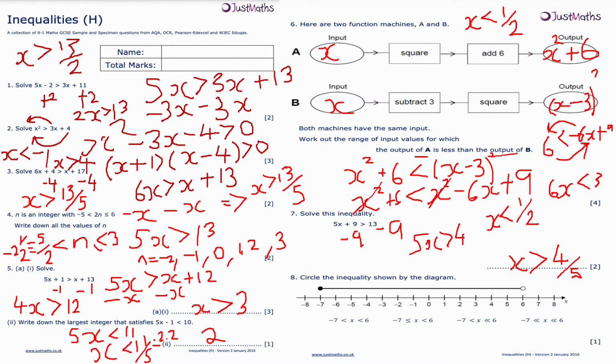Okay, so it's got a shaded circle, so it's minus 7 is less than or equal to x, so it's any number bigger than minus 7 or equal to minus 7 and less than 6. Well, that's going to be this inequality one specifically. Okay, so it's bigger than or equal to minus 7 and less than 6 because it's got a hollow circle.